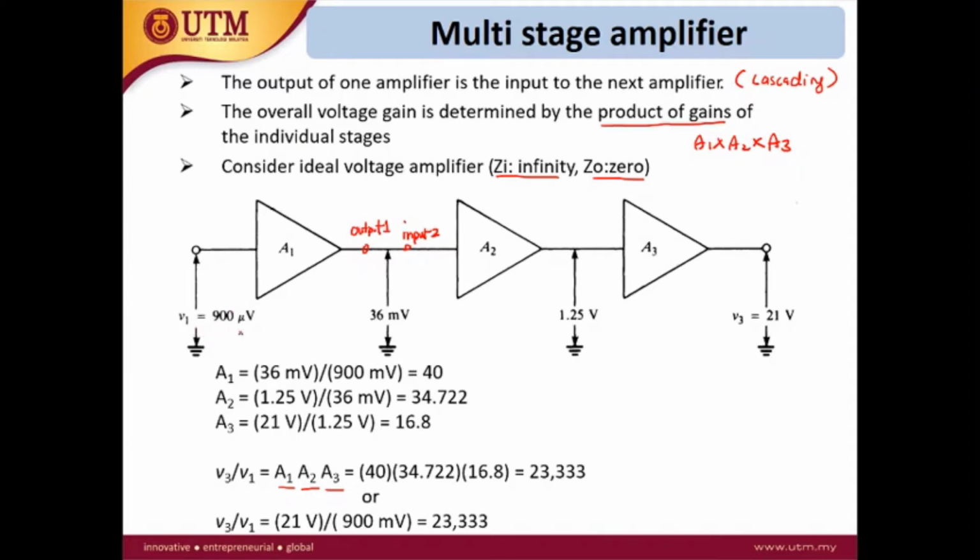For this example, given all the voltage at the input and output of the amplifier, you can calculate the individual voltage gain. A1 we get is 40, 36 millivolt over 900 microvolt, 40, and A2 with the same calculation will get 34.722, and A3 will get 16.8. So the total voltage gain is 23,333. The total voltage gain can also be calculated by considering the final output divided by the initial input. So this is 21 divided by 900 microvolt.